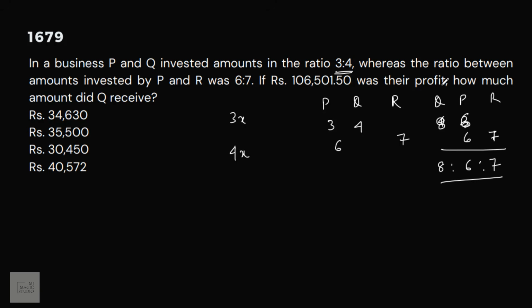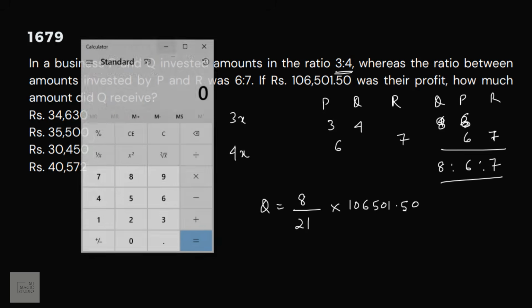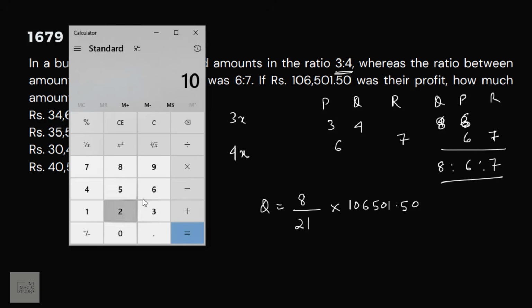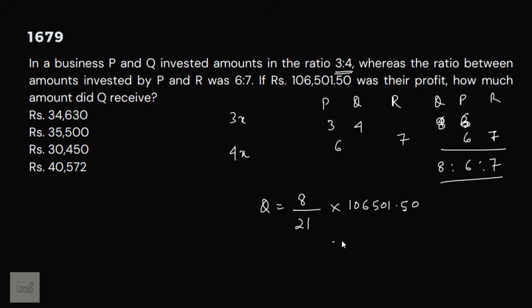If this was their profit, how much should Q receive? Q should receive its proportion, 8 out of the total 8 plus 6 plus 7, which is 21, into 106,501.5. If we want, we can take help of our friend, the calculator. 106,501.5 into 8 divided by 21 is 40,572. Share of Q should be 40,572 rupees. That option D is the answer.